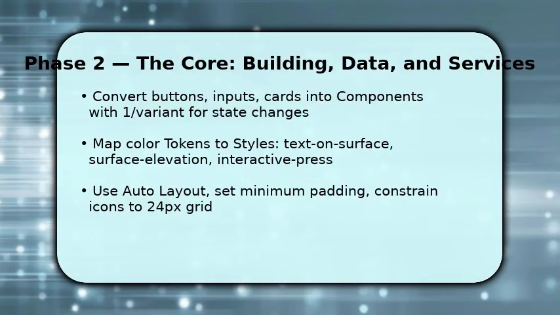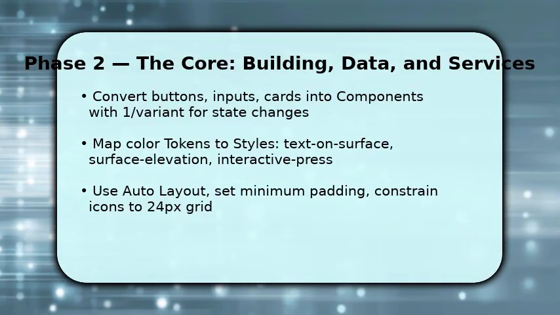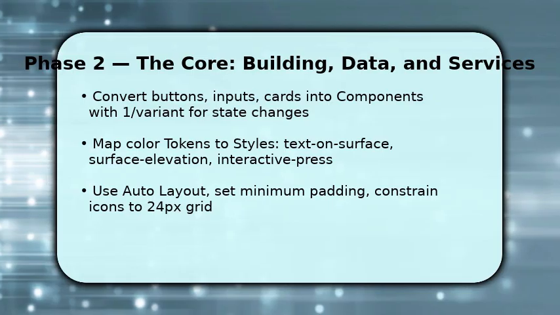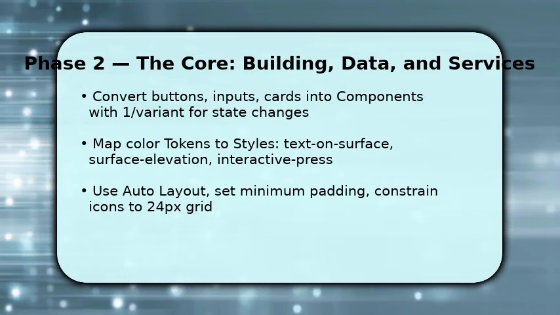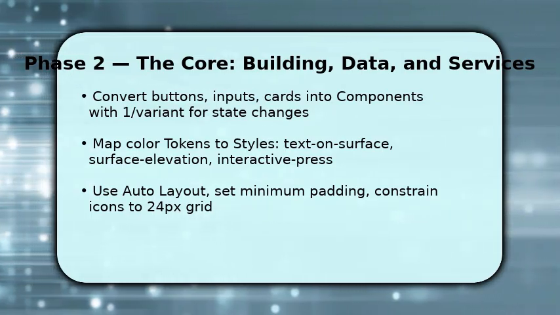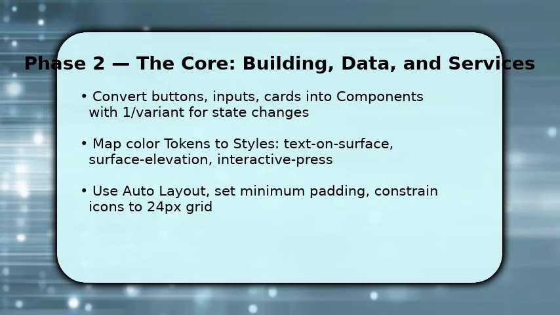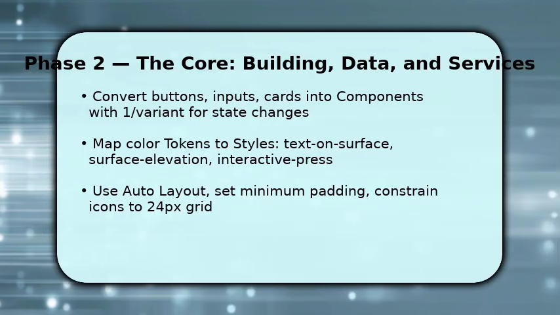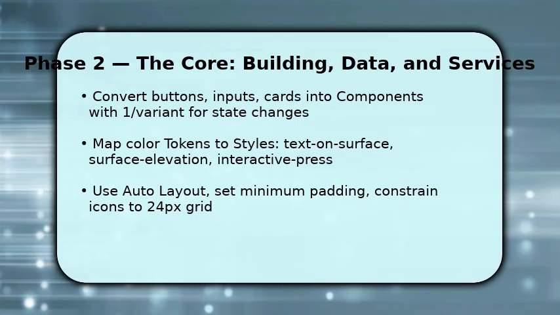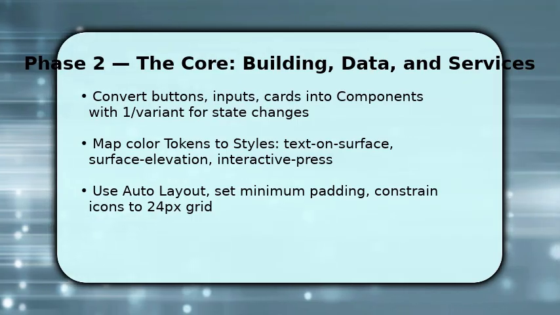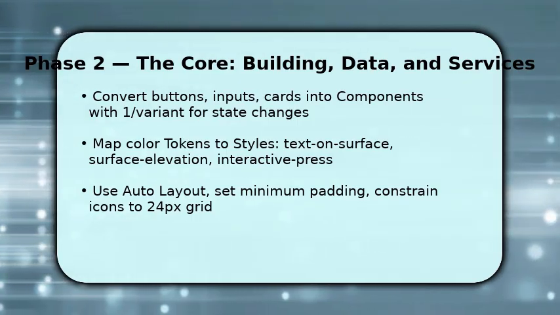You now convert UI pieces into components, buttons, inputs, cards, and add at least one variant for states like hover and pressed so you can swap visuals quickly. Map color tokens to your styles, text on surface, surface elevation layers, and interactive press colors. That lets you flip the theme by editing a single token.